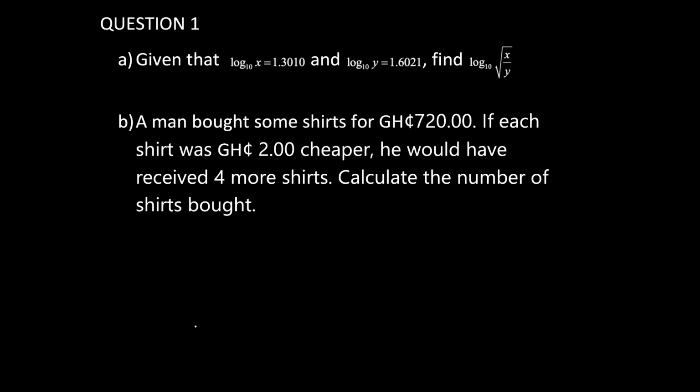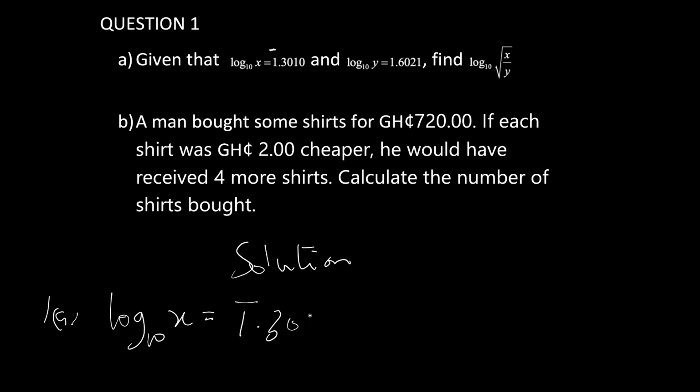So question 1a: given that log to the base 10 of x is equal to bar 1.3010 and log to the base 10 of y is equal to 1.6021, find log to the base 10 of the square root of x over y. You have log to the base 10 of x equal to 1 bar 3010 and log to the base 10 of y equal to 1.6021. So log to the base 10 of the square root of x over y.